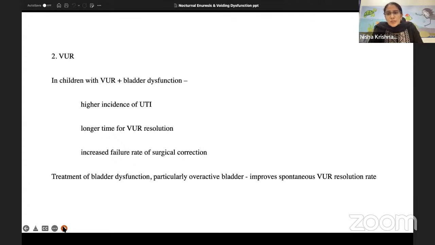There is also an association of this with VUR. Suppose it is a high pressure bladder; it is likely to reflux urine upwards into the higher systems. So these children therefore have a higher grade of VUR. They may have a higher incidence of urinary tract infections, and the VUR may take a longer time to resolve. And in such children, if surgical management is undertaken, there is a likelihood of failure of the surgical management because the bladder issue has not been dealt with.